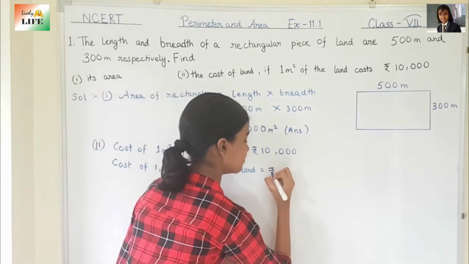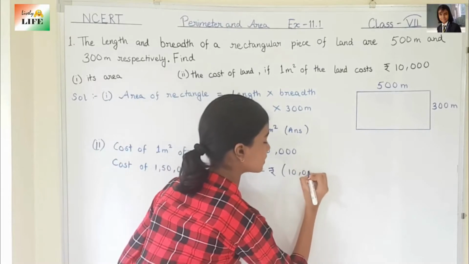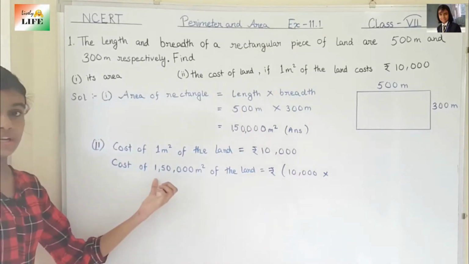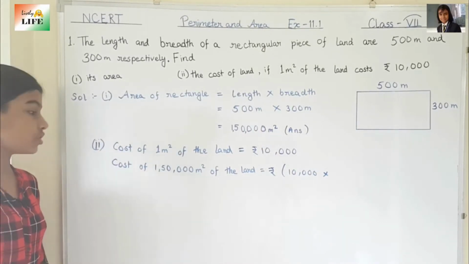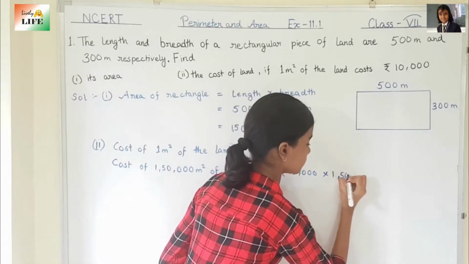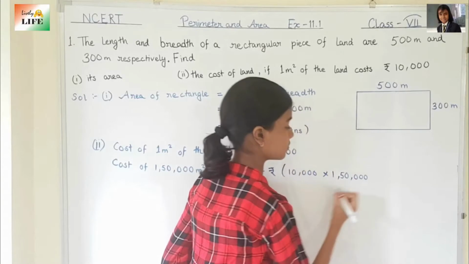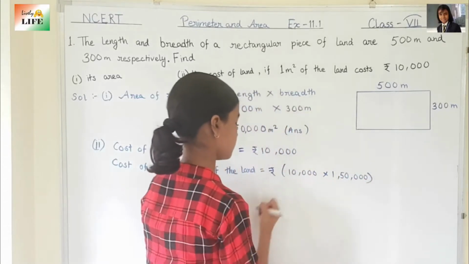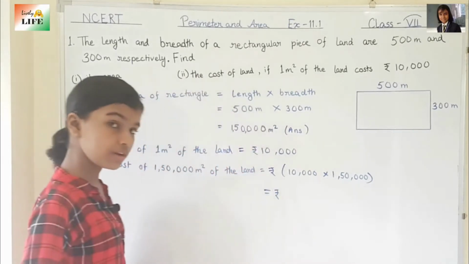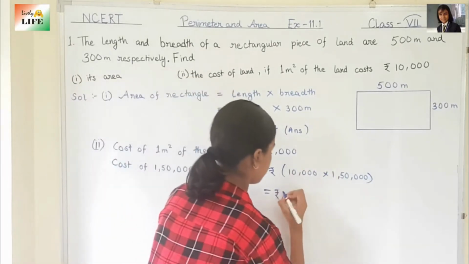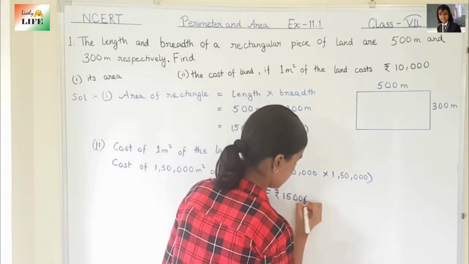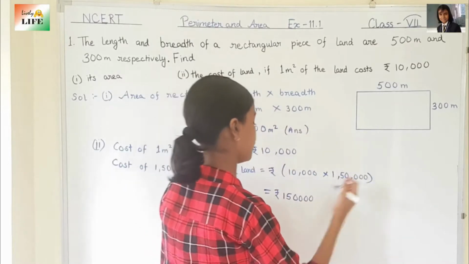So rupees 10,000 multiplied into 1,50,000 meter square. Now what is the answer? Rupees, because it is telling cost. Cost will always come in rupees. 15 ones are 15. Then how many zeros? 1 2 3 4. 4 zeros. Then over here 1 2 3 4. Here also 4 zeros.